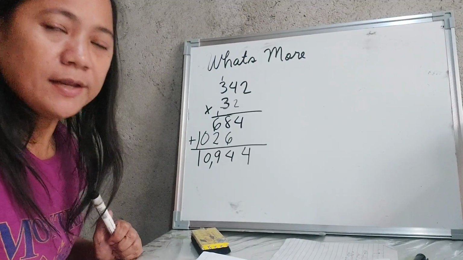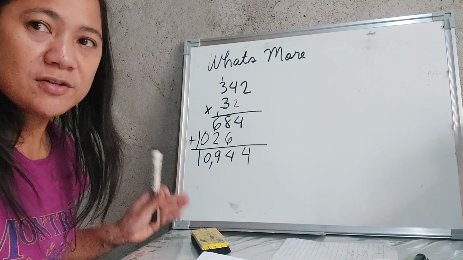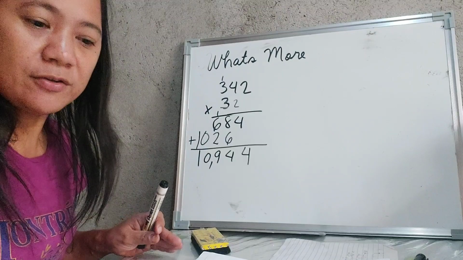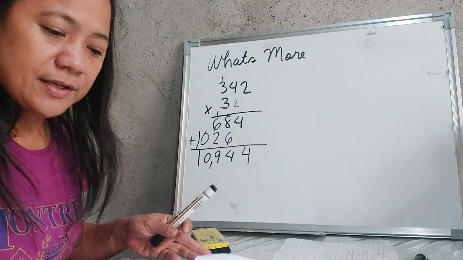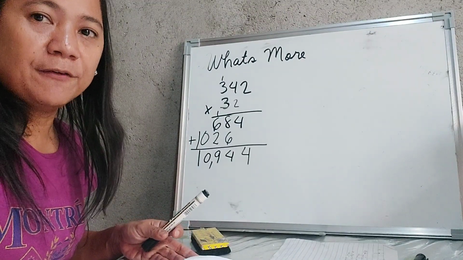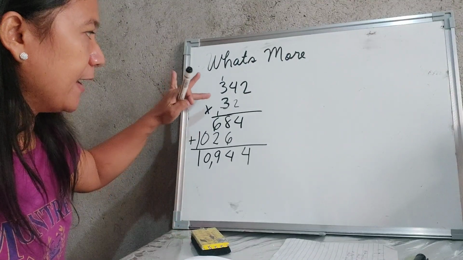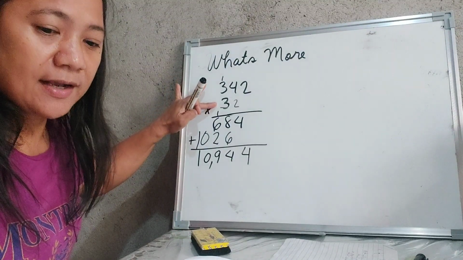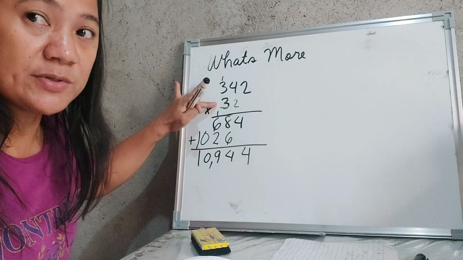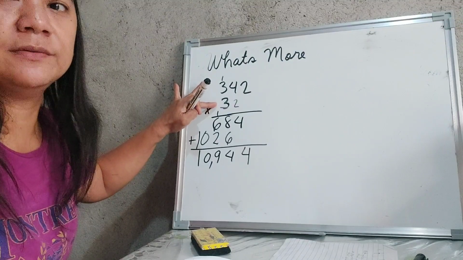So, number 1 on the activity 1 is already done for you. I think you can now proceed in answering the 2, 3, 4, and 5. Always remember, i-align natin sila kasi ang pinapasab sa atin is using the short method.